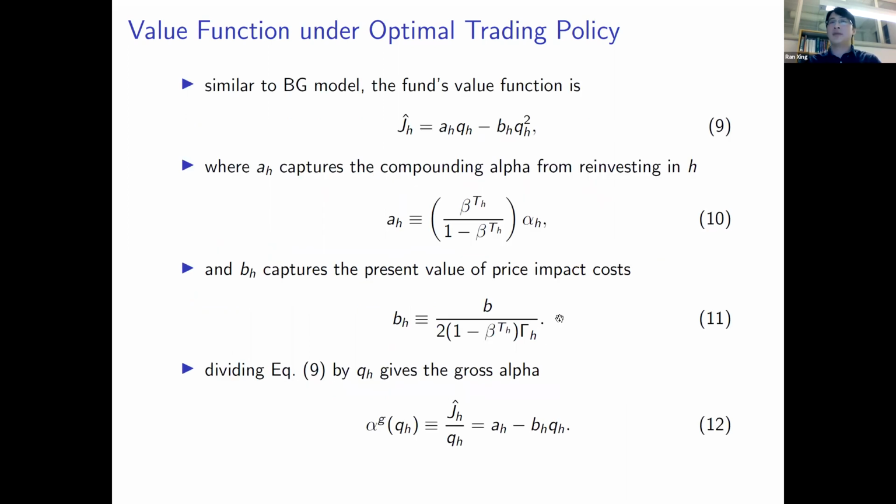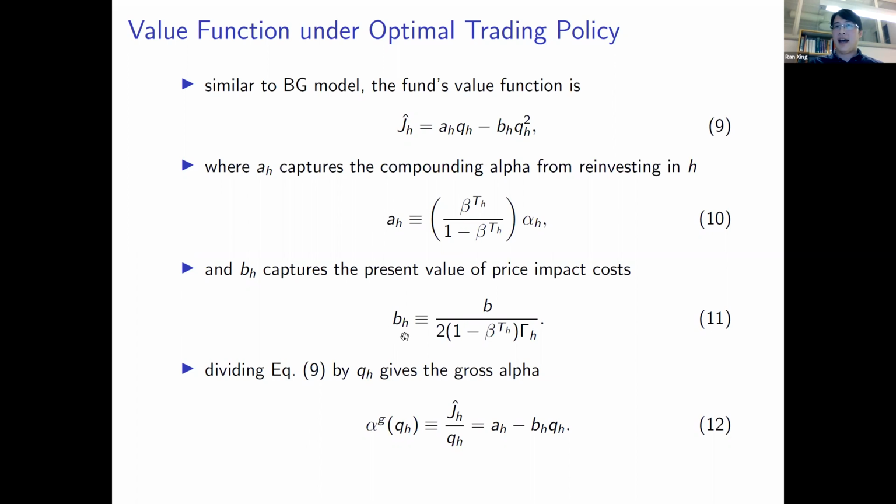More specifically, because what we have is a dynamic setting, the alpha H, or the AH here in our model, actually represents the compounding alpha from reinvesting in H. So that's a dynamic setting of the alpha opportunity. And the BH captures the present value of price impact cost. That also is the discounted value of all the potential future price impact costs for this investment. And from BH here, we can see that it is also divided by gamma H. That means the longer the investment period you have, the more you can spread your trades over time and the less you need to pay in terms of the price impact cost.